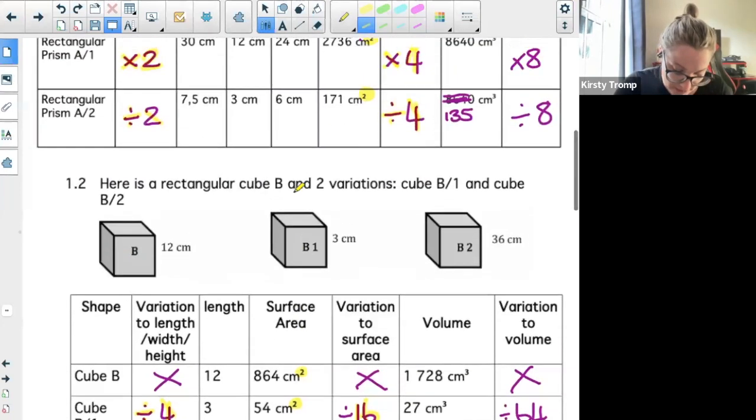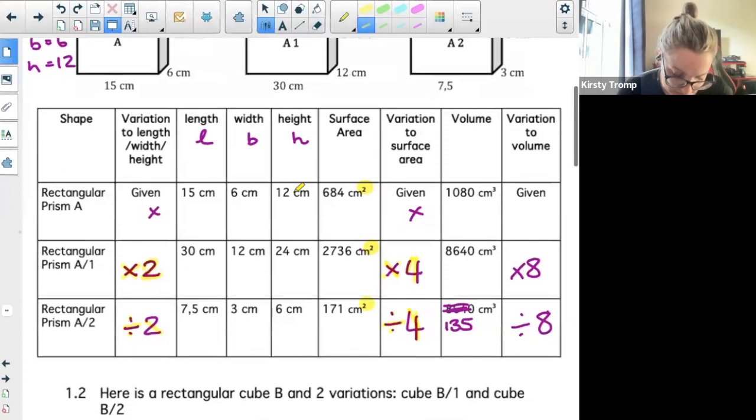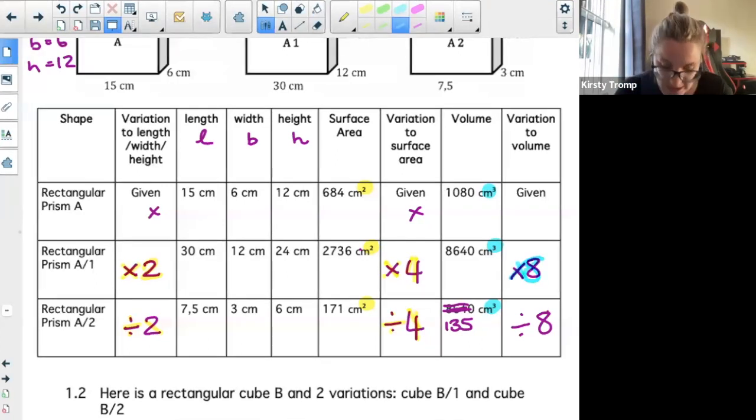Let's have a look at the volume now. When I'm calculating volume, what happens to the units in volume? They're always cubed. When we multiplied everything by 2, the length times 2, the breadth times 2 and the height times 2, what's 2 to the power of 3, or 2 times 2 times 2? It gives you 8. Well done.